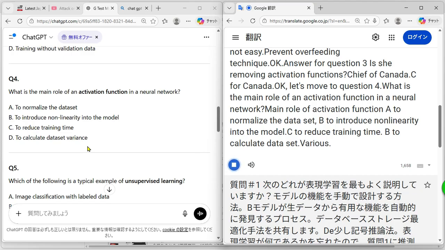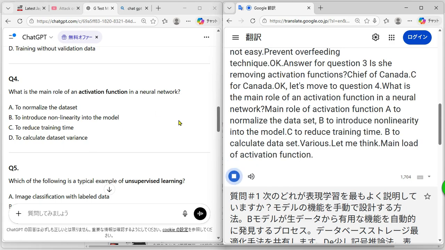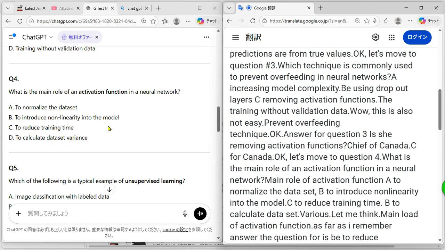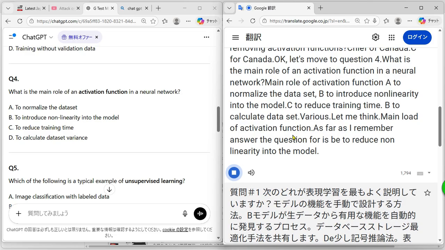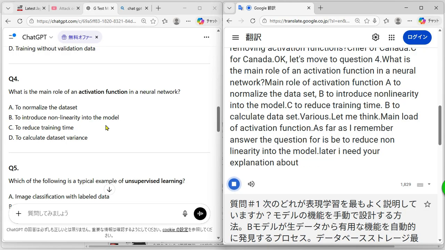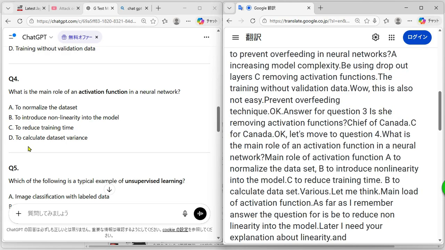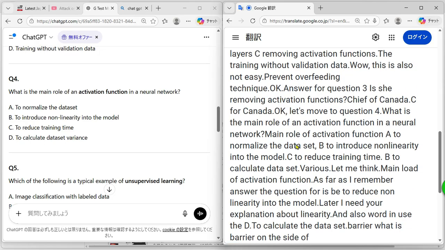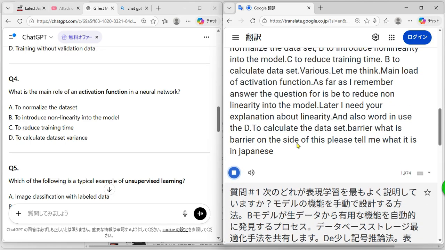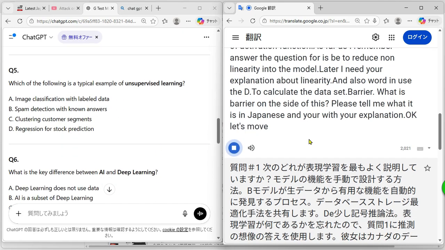Let me think. Main role of activation function. As far as I remember, answer for question 4 is B. To reduce non-linearity into the model. Later, I need your explanation about linearity and also what D, to calculate the dataset variance, means. What is variance? I don't know this. Please tell me what it is in Japanese with your explanation. Okay, let's move to question number 5.